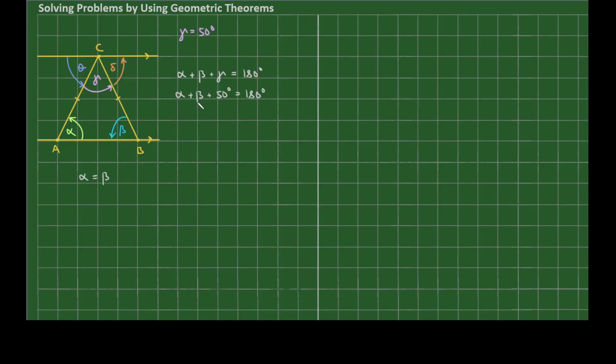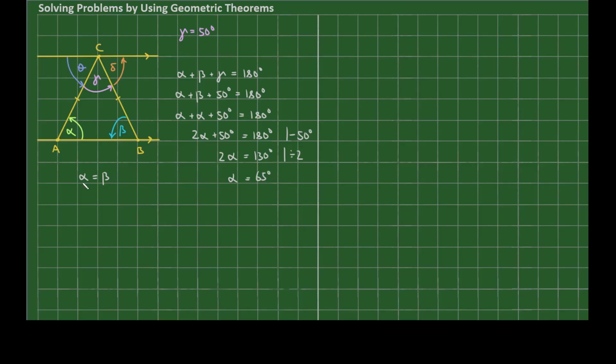And now, every time I see beta, I could write another alpha. So this means that I will have alpha plus alpha plus 50 degrees equals 180 degrees. Alpha plus alpha is the same as 2 alpha plus 50 degrees equals 180 degrees. Now I need to do some transposing. I'm going to subtract 50 from both sides. That will give me 2 alpha equals 130 degrees. And I'm going to transpose the 2 by division, which means alpha equals 65 degrees.